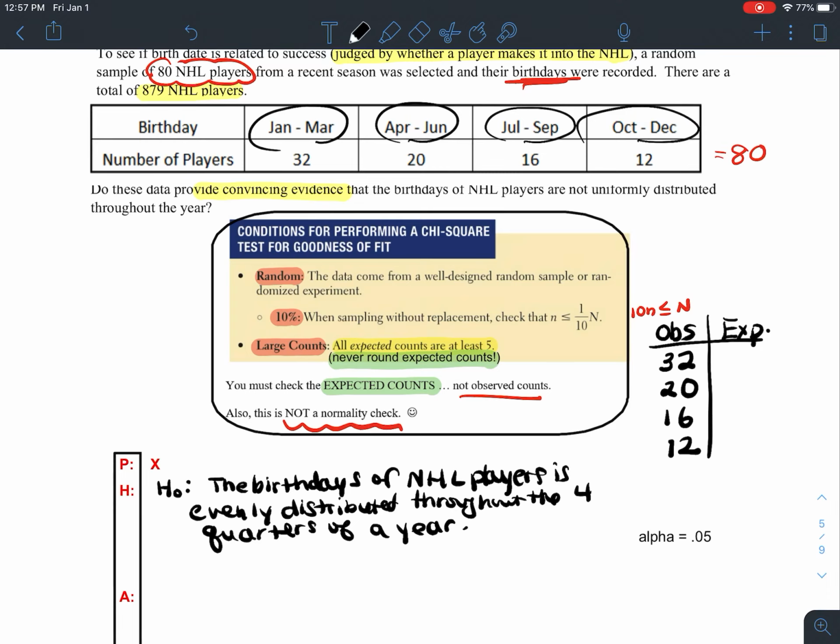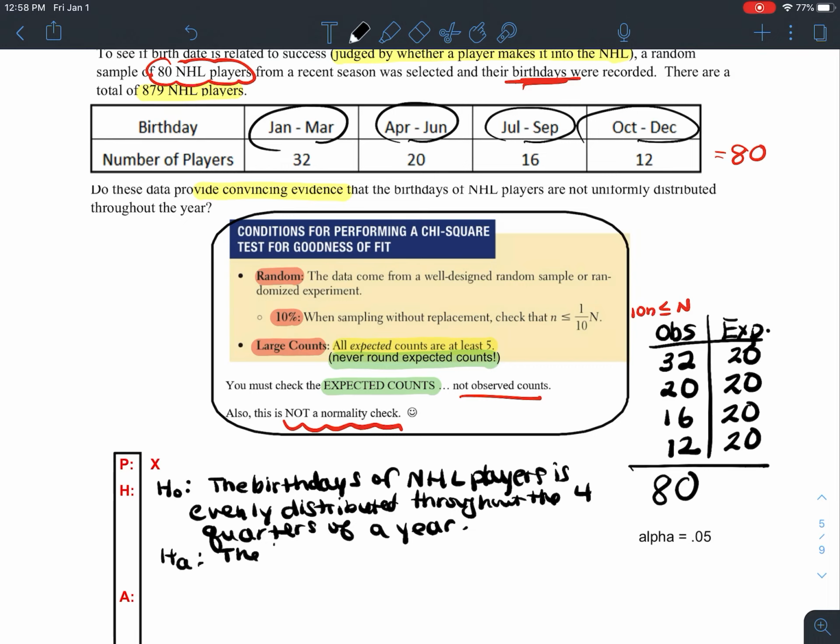And so we're saying, look, it doesn't really matter when your birthday is. There's sort of an even number of National Hockey League players from each of those 4 quarters. And so if our sample size is 80, then I would expect 25% to be from January through March birthdays, 25% April through June, etc. So I would expect 20 of the 80 to fall in each of those different quarters of the year.